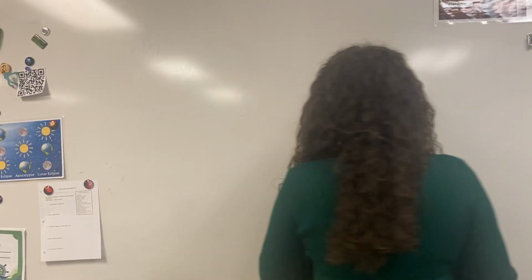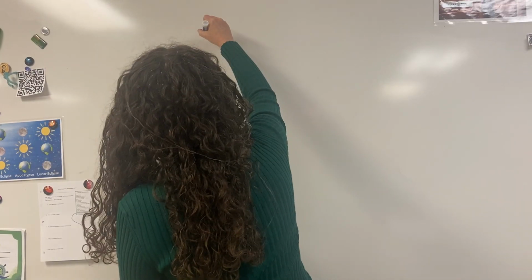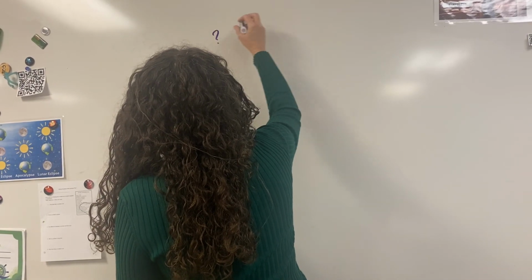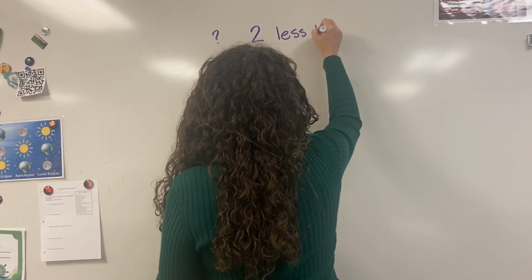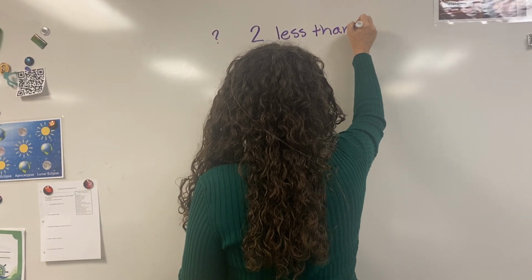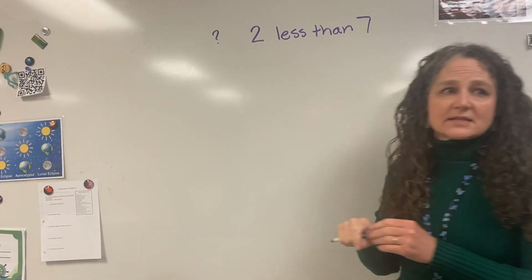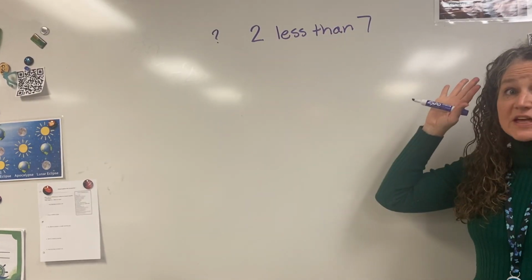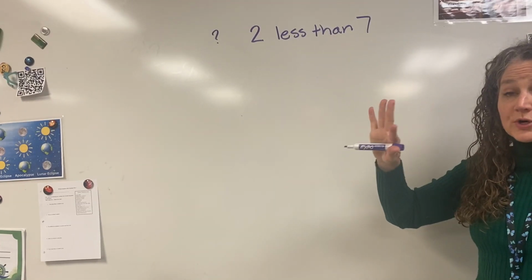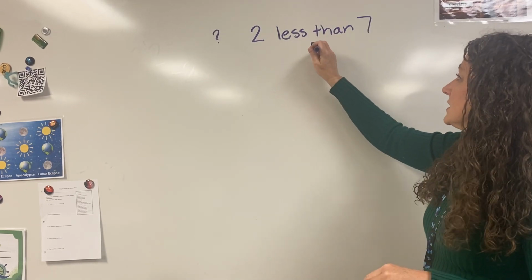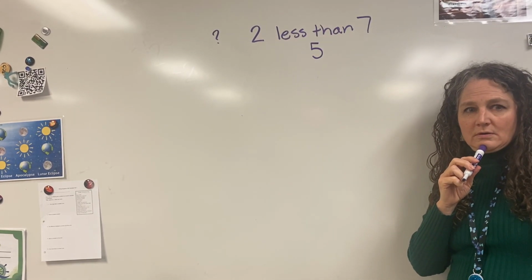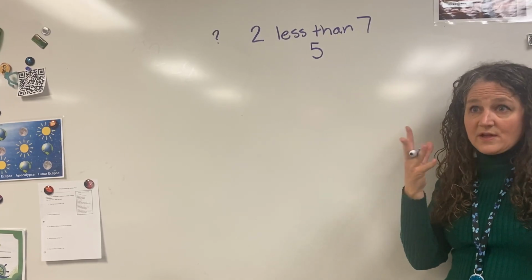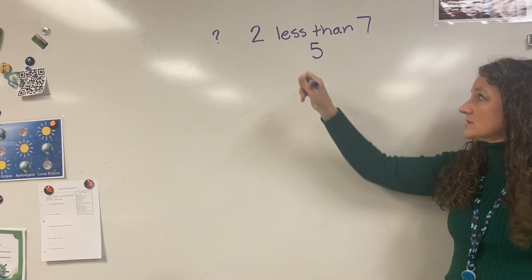So if I say, what number is 2 less than 7? What number is 2 less than 7? 5. You guys did that super duper easy, right? 2 is 5 less than 7. What math did we do? Subtraction. Well, yeah, subtraction, but what specifically? 7 minus 2.